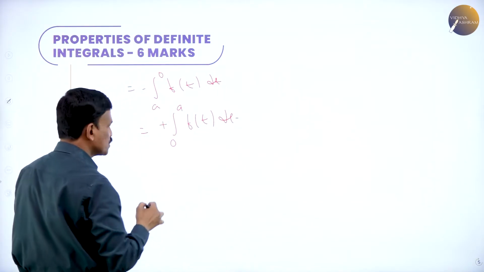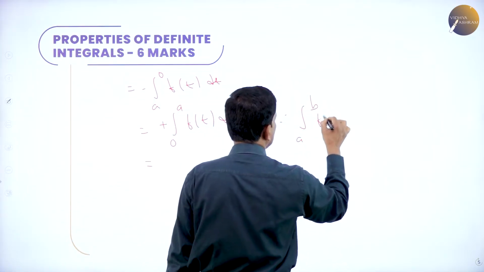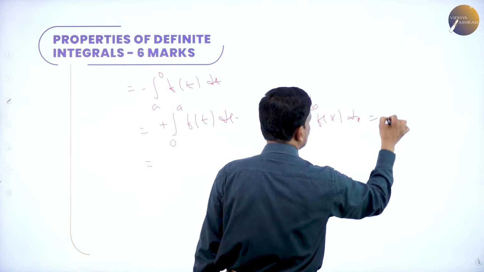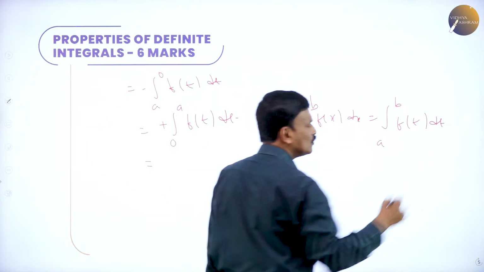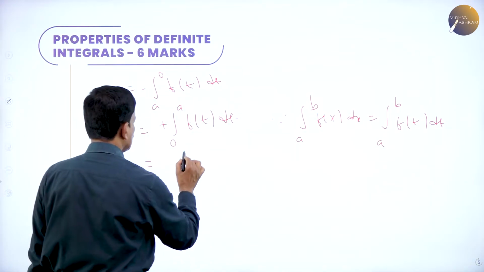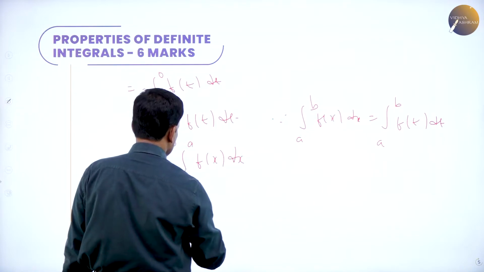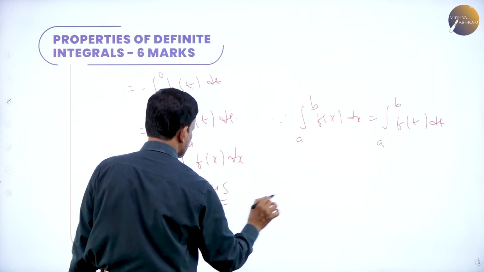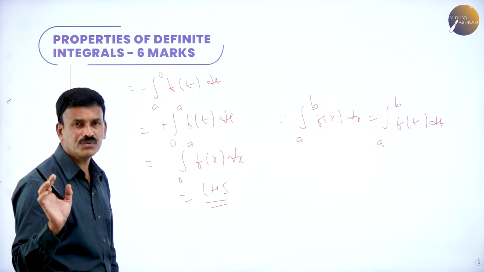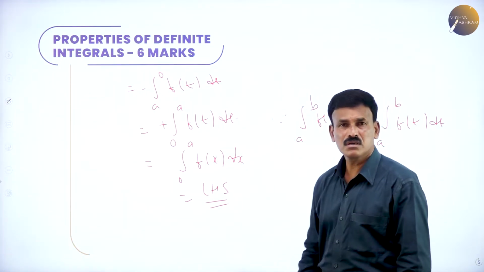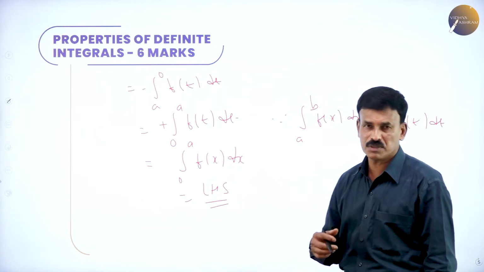This will become positive. Further, according to the property, we know integral a to b f of x dx is also equal to integral a to b f of t dt. So this can also be written as integral 0 to a f of x dx. This is the required LHS. That's it, that's regarding the property. Hope you followed. So it is a very simple concept. There is one more example for this. I will take the example after explaining the properties.